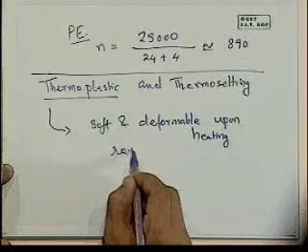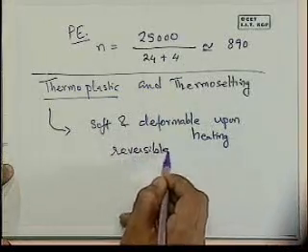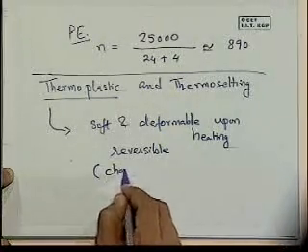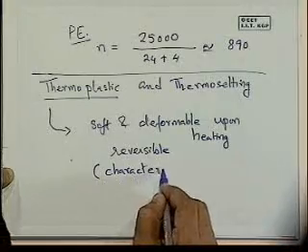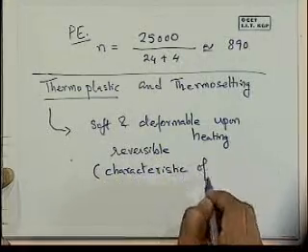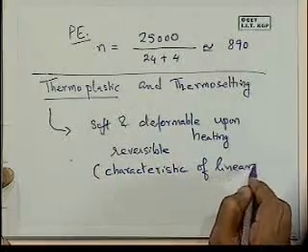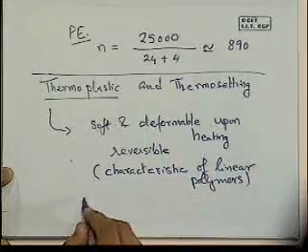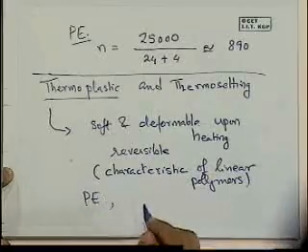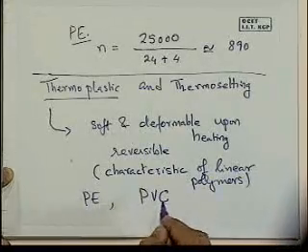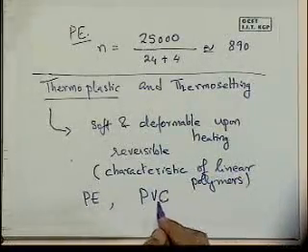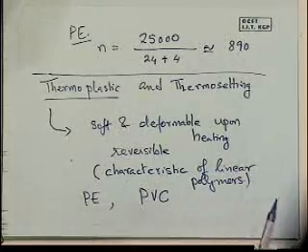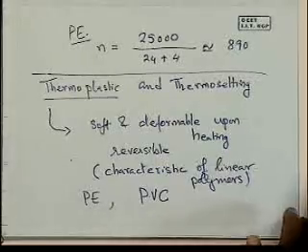And this process is reversible. When it's cooled down, it hardens. And this is a characteristic of what are called linear polymers, which I'll illustrate in a second. So many of the common ones that we just looked at, like PE, polyethylene, PVC, polyvinyl chloride, these are called linear polymers, and we'll see. They behave in this thermoplastic fashion.